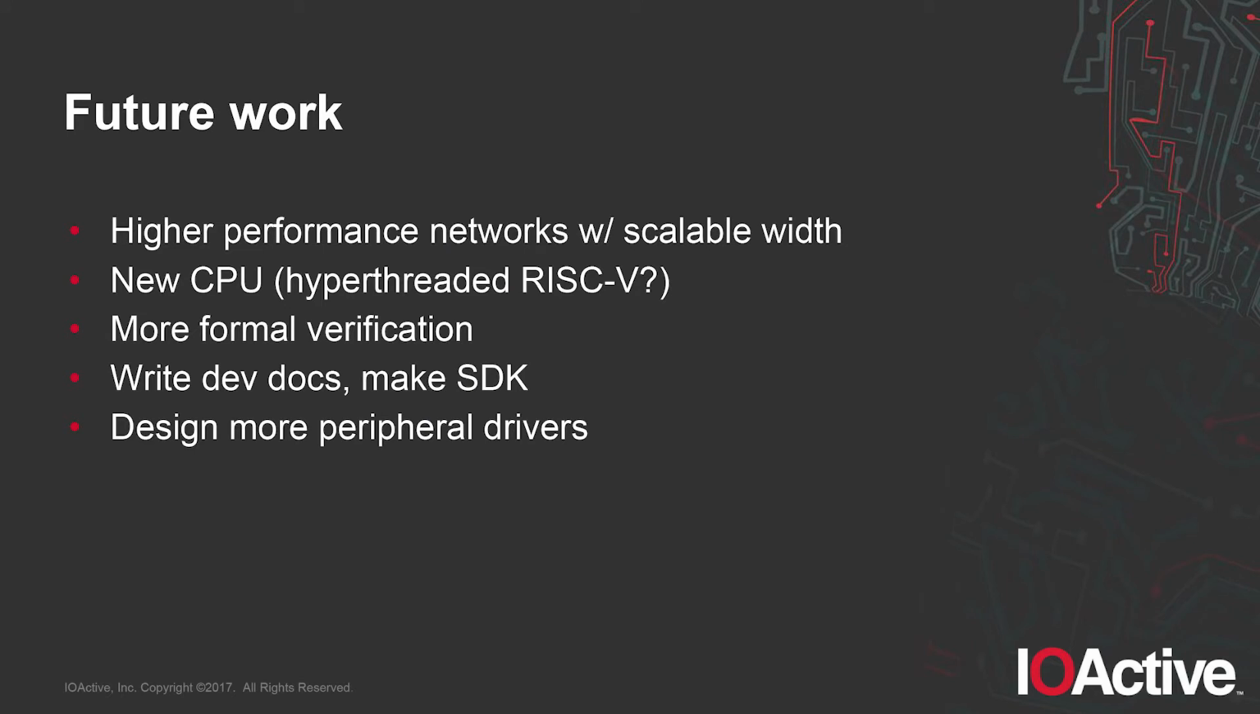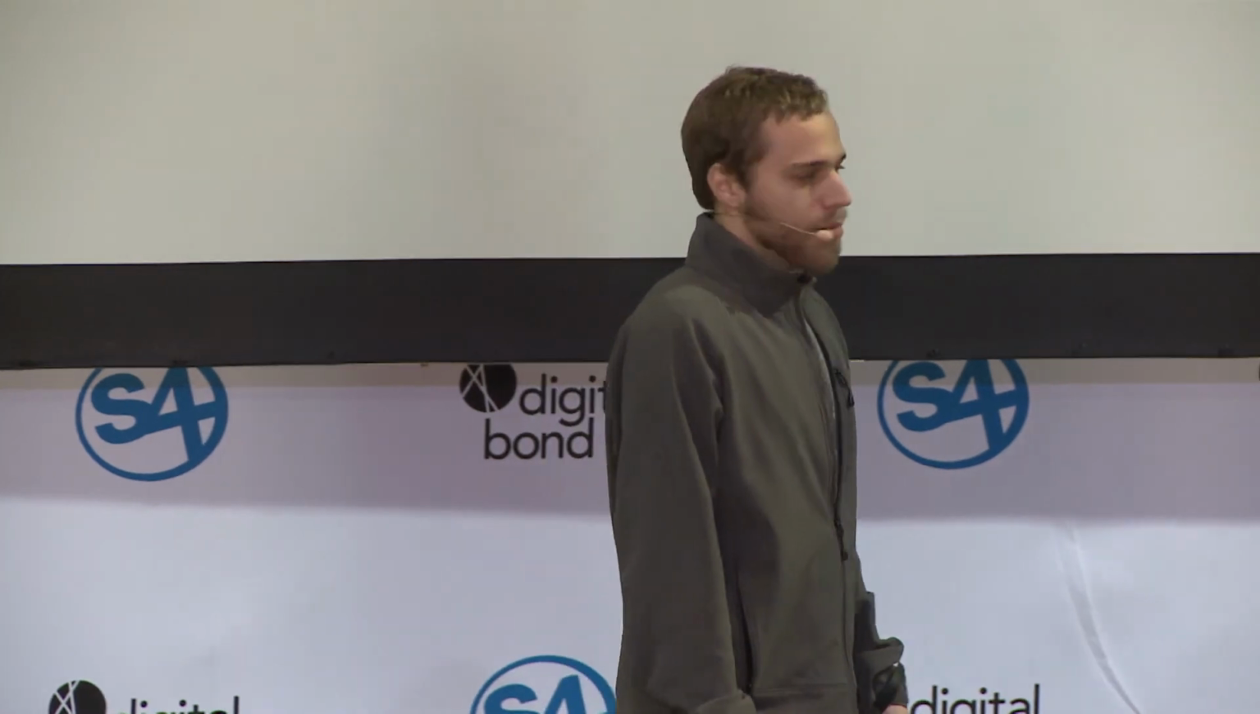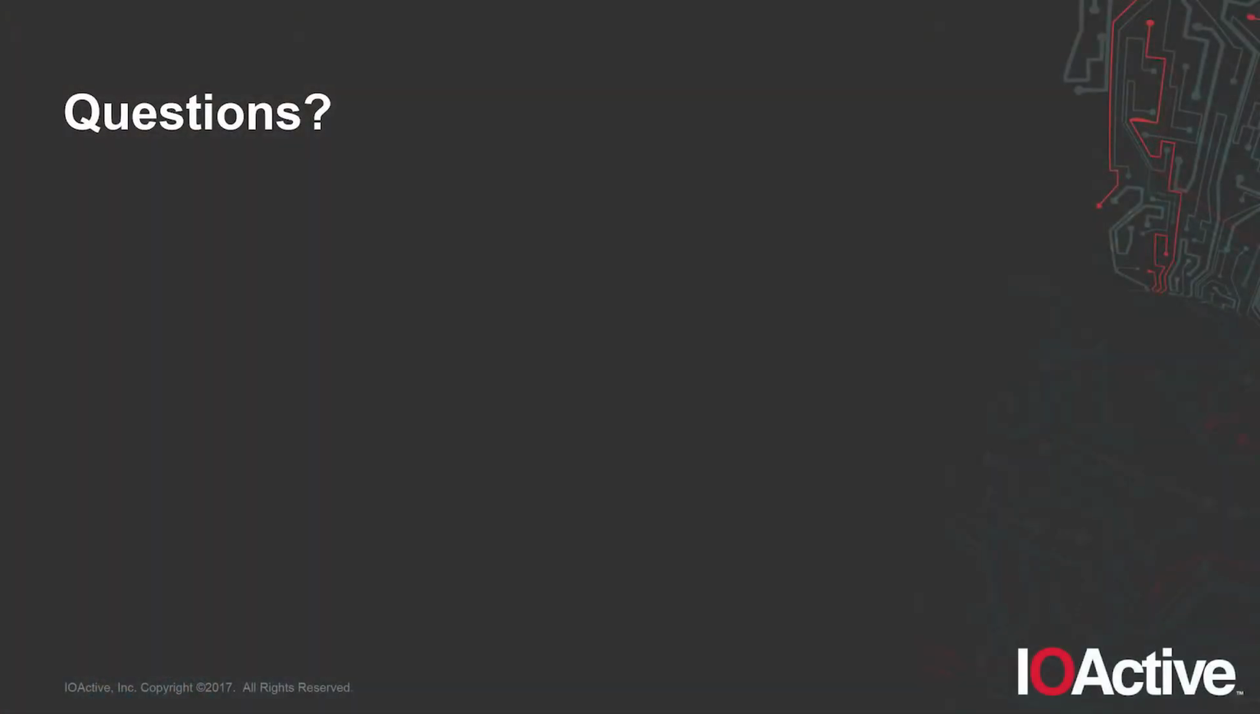I'd like to move to RISC-V instead of MIPS, just because that seems to be the way that the architectures are going. No patents to worry about, etc. I'd like to do more formal verification. Obviously, we're looking to get a developer SDK, documentation and so on, more peripherals, and pretty much bring it from a research prototype to something that's actually practical to use. So at this point, we've got 30 seconds left, so perfect time to take questions.